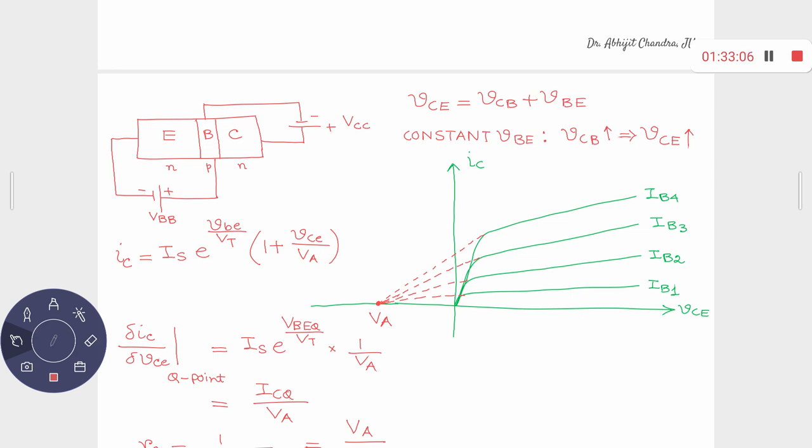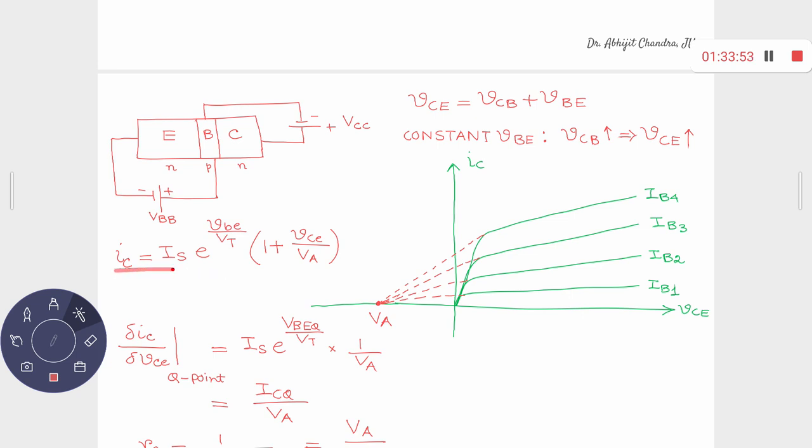Here VC is equal to VCB plus VB. As we have higher VCB, what happens? VCB means this base collector junction is reverse biased, and the amount of this reverse bias is increased. Higher reverse bias gives more depletion region width, less recombination, so more collector current. If this variation of VCB, or rather VC, with the collector current is considered to be a linear variation, this is the formula.